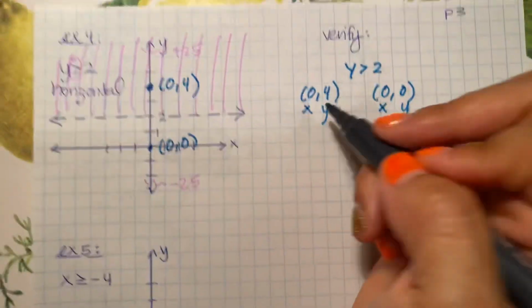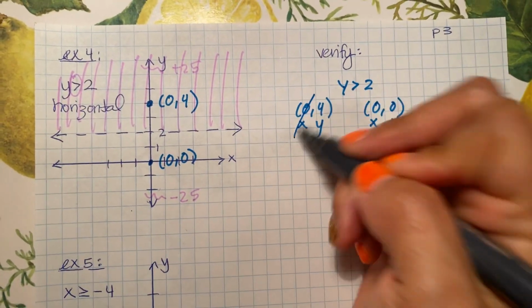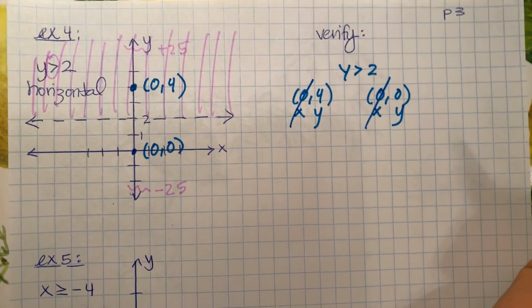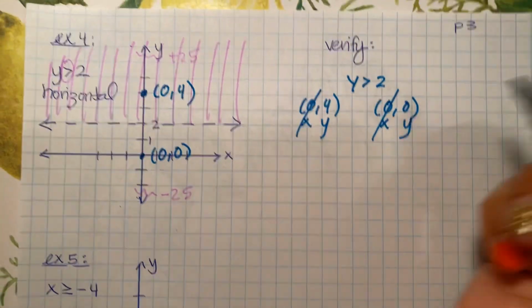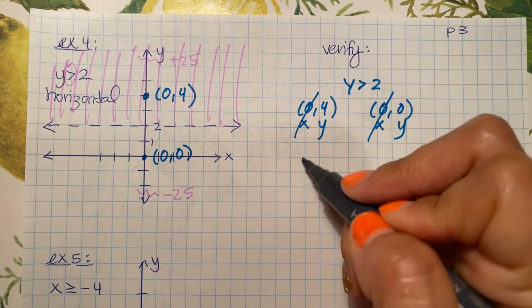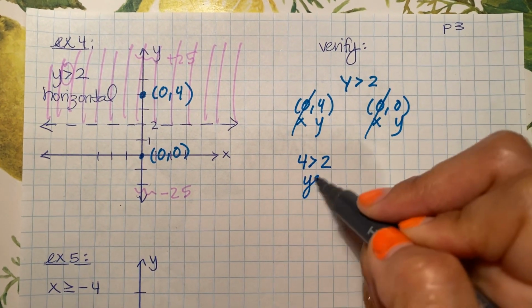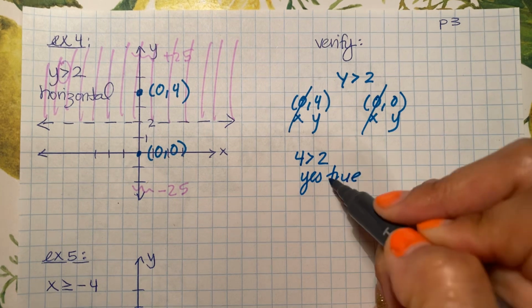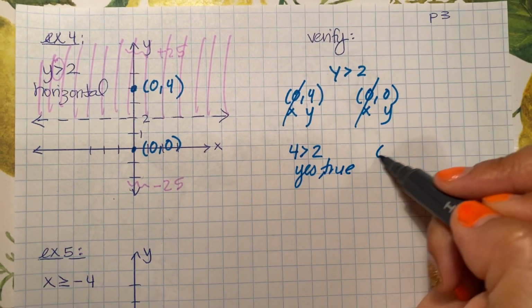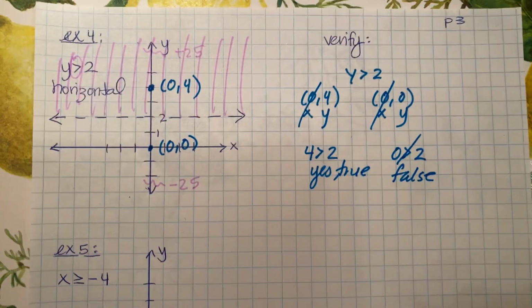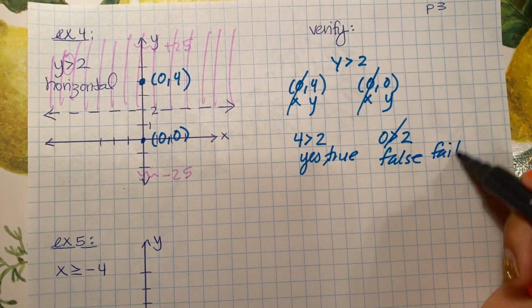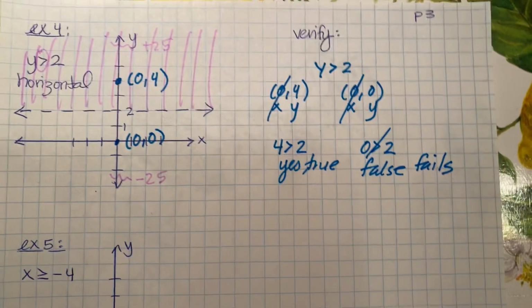Okay, and now substitute. Now, there is no x here to substitute, so I cannot substitute in an x. I can't. There's nowhere to put it. And don't force it, right? So throw in the 4. Is 4 greater than 2? Yes, that is a true statement. Okay, throw in this one. Is 0 greater than 2? Nope, that is false. It fails, right? False, fails. And there you go. That's it.